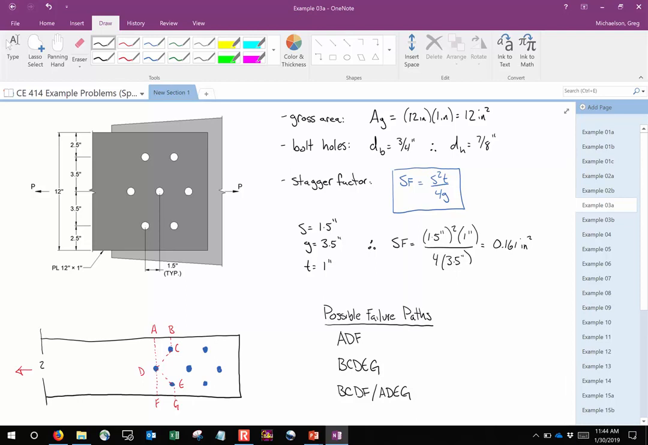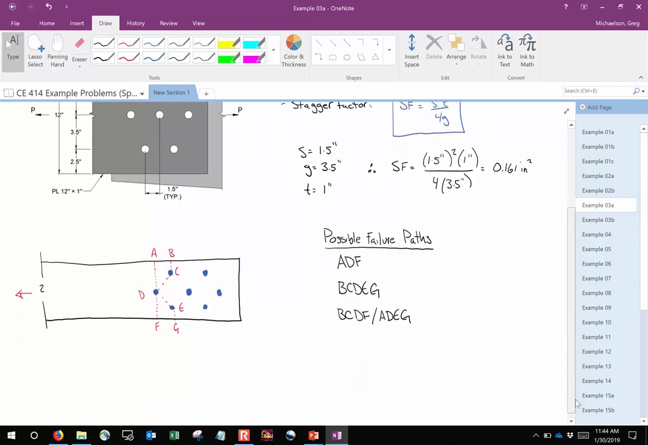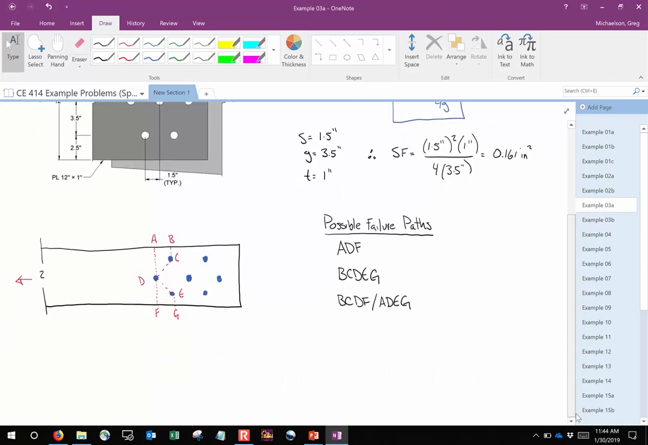Sound good? Any questions? Well, let's look at each of these. All right. This is actually a good time to go ahead and do this. What do you mean? Because you need to be able to identify all of them.